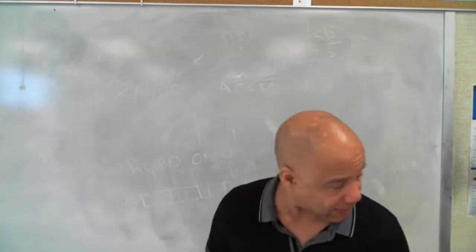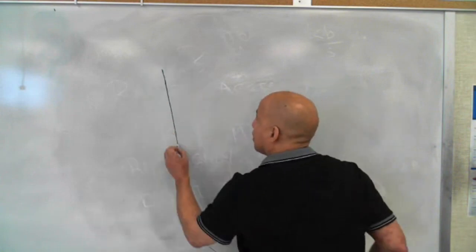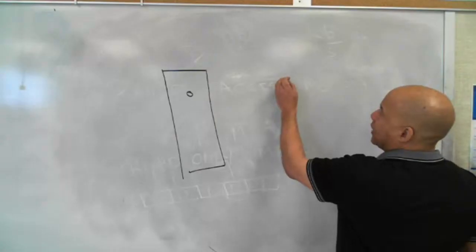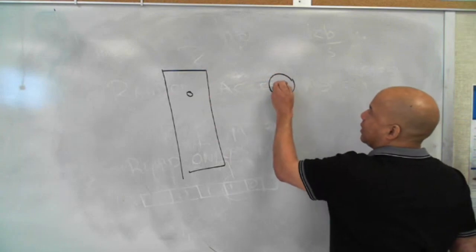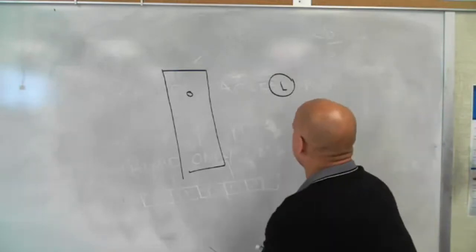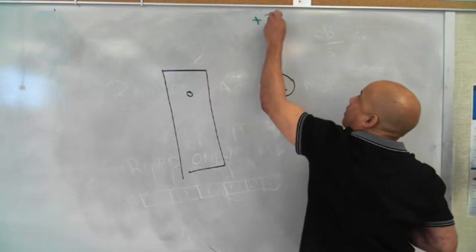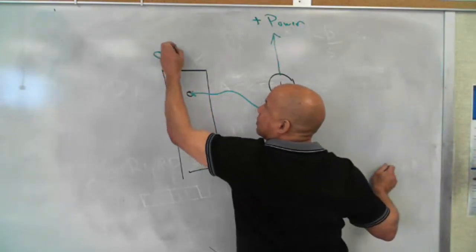So let's say I have that output module. Here's my output module, and here's a connection to it. And the thing that I want to control is over here. Let's just say it's a lamp. On some PLCs, to get this to work, you actually have to connect this to power. So this would be my power, my plus, and then you take this and connect it to the screw terminal on the output module.